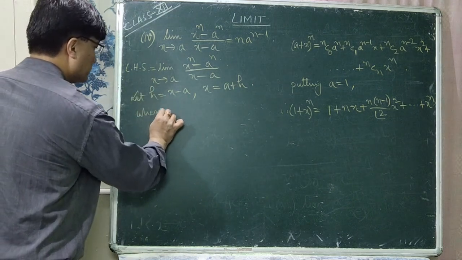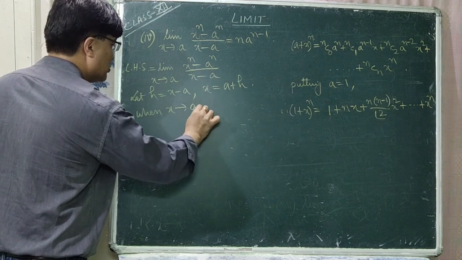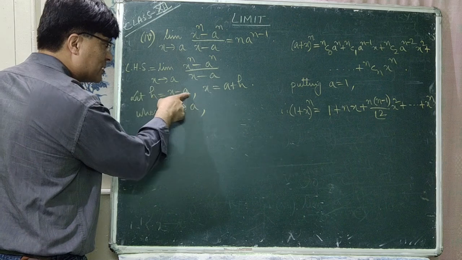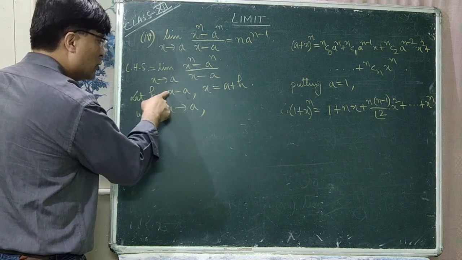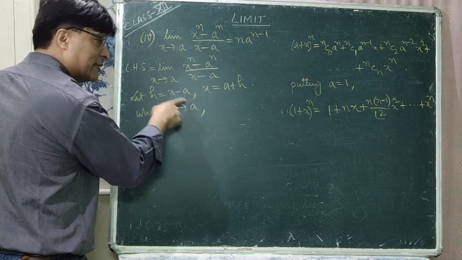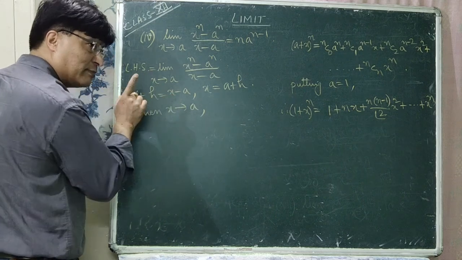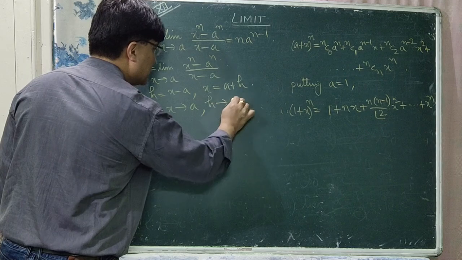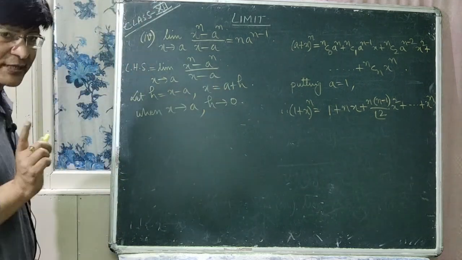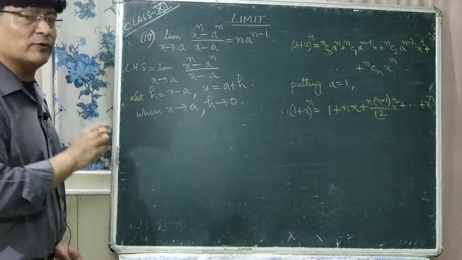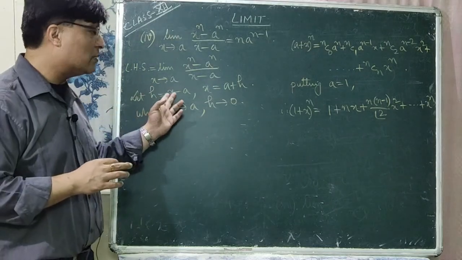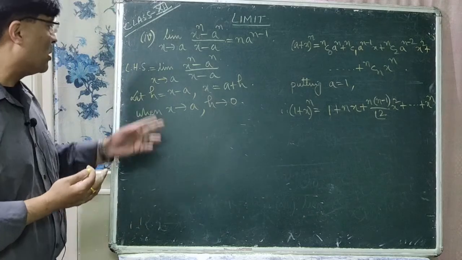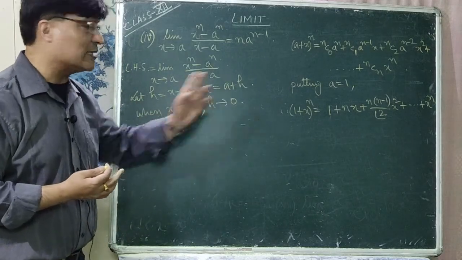When x tends to a, if you put x is equal to a, what is a minus a? 0. So when x is equal to a, then h is equal to 0. That means when x tends to a, h tends to 0. Is that clear? So we are changing the limit. While doing the method of substitution, you should change the limit also. That means when x tends to a, h tends to 0.